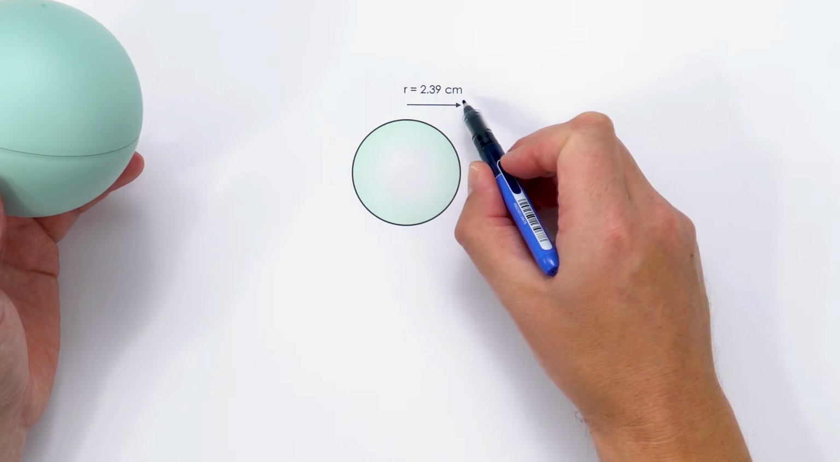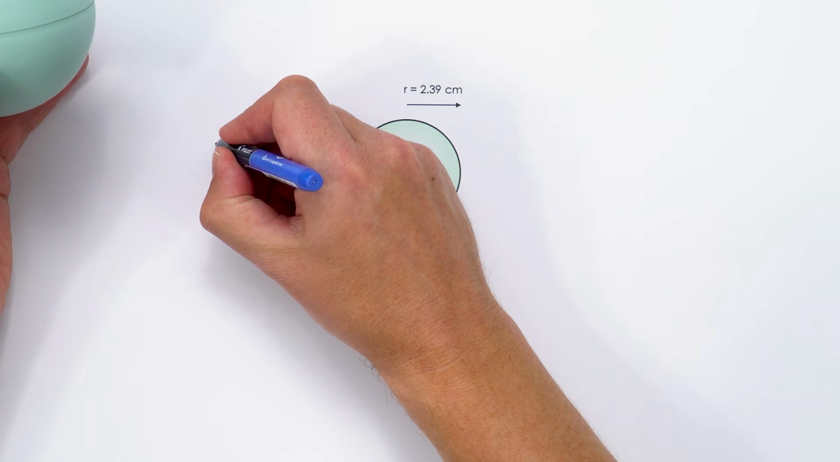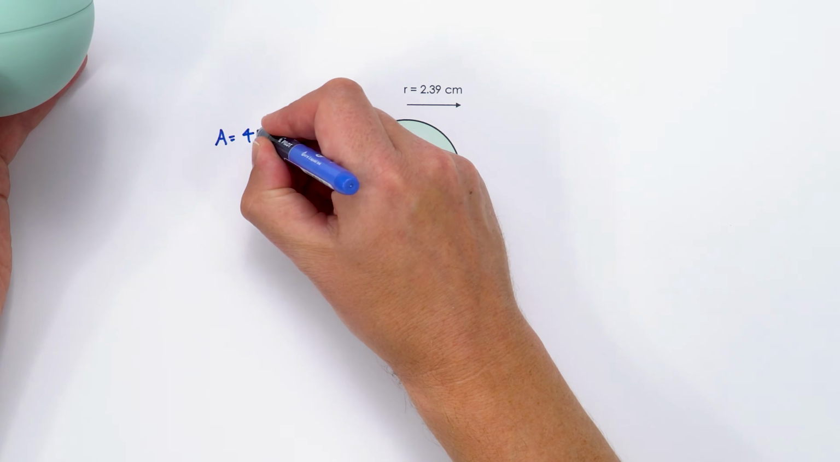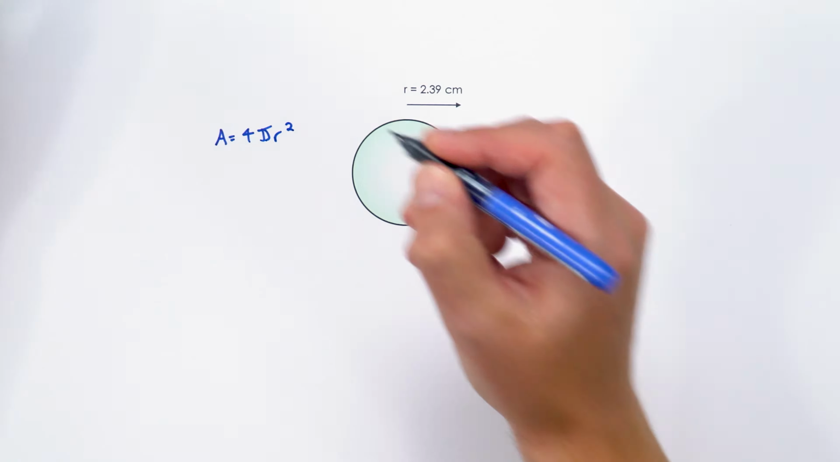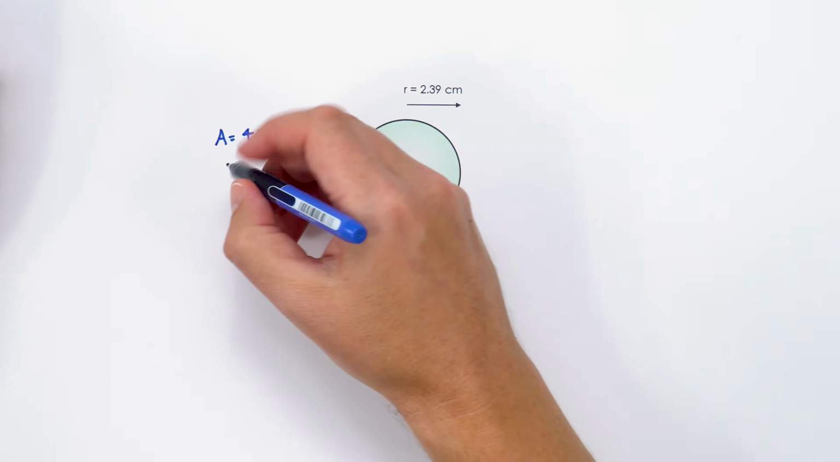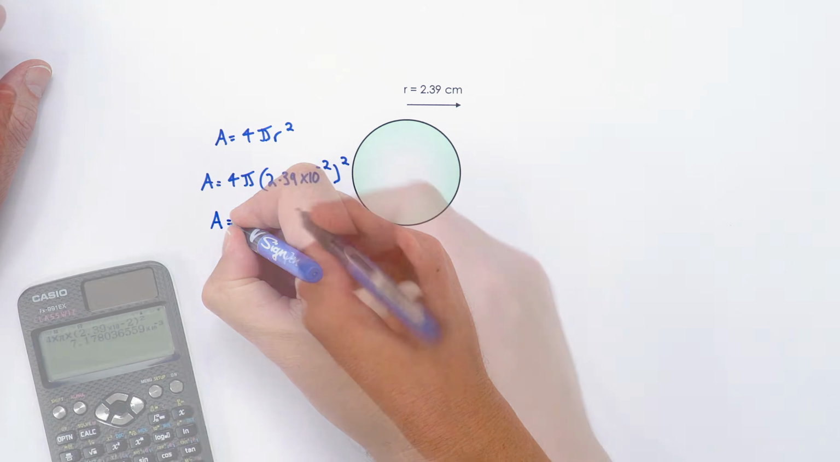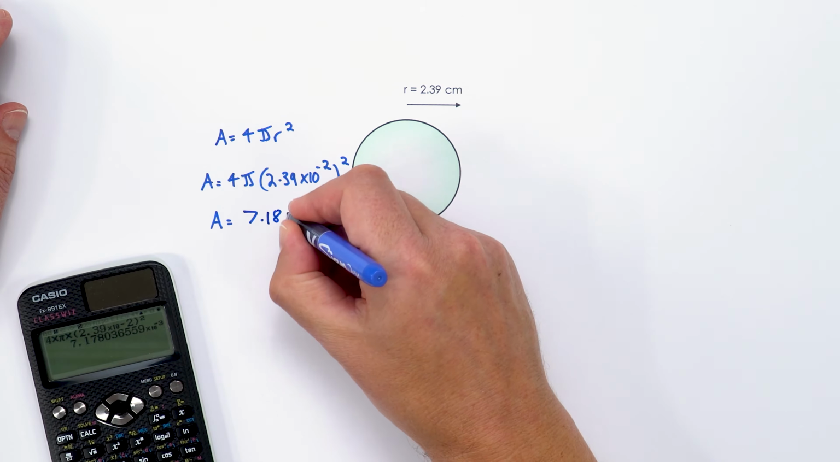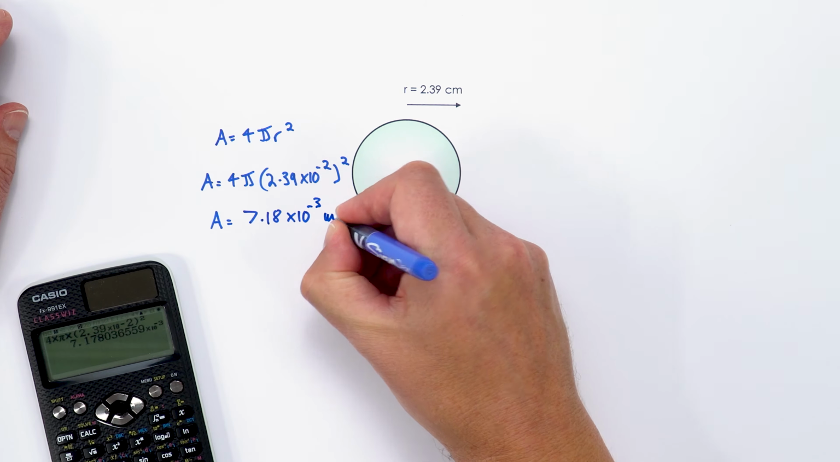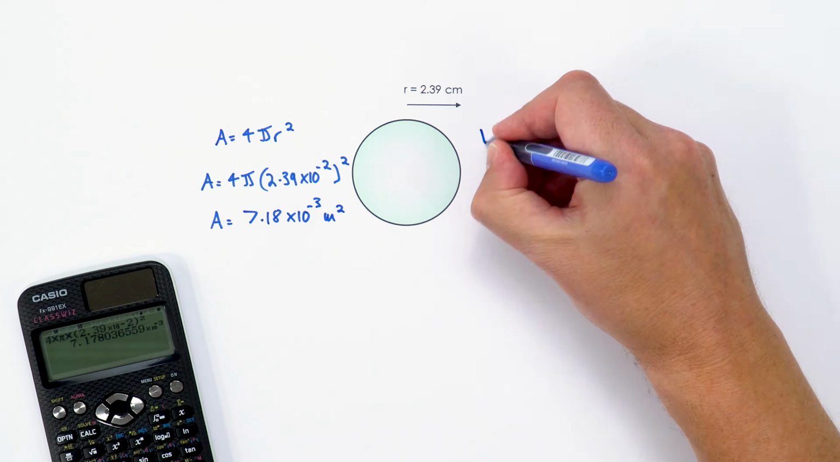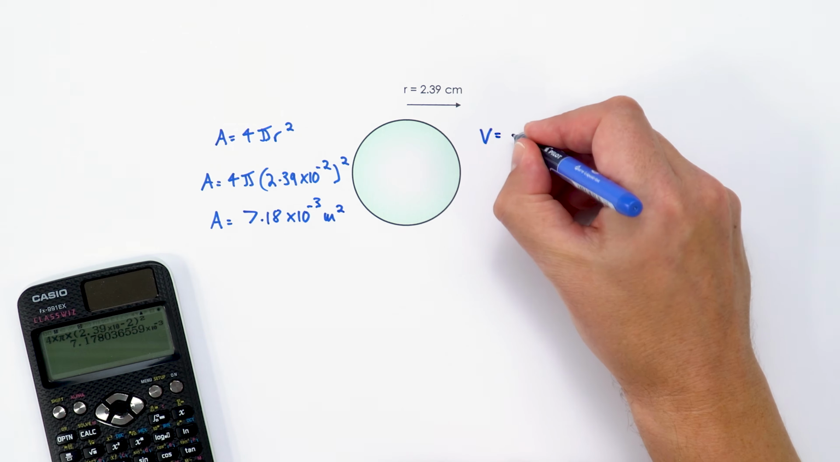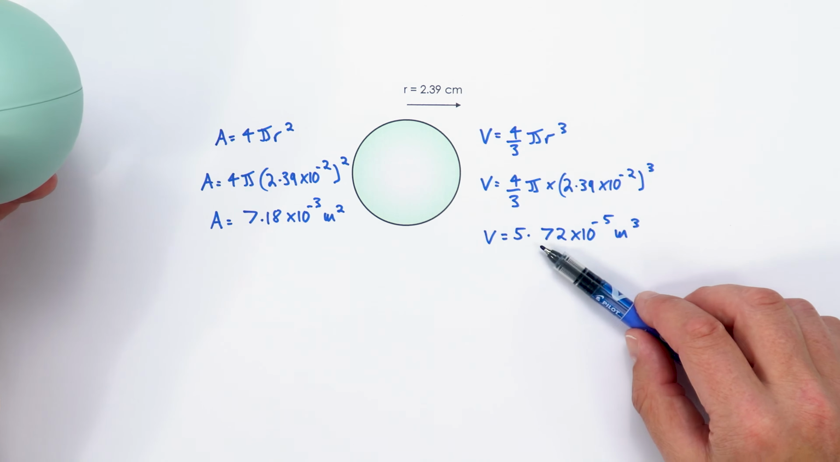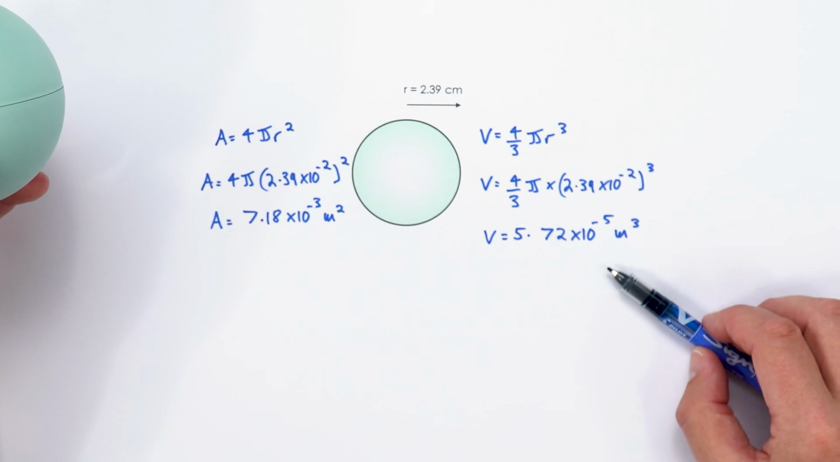So for example, if we had a sphere that had a radius of 2.39 centimetres, if you wanted to work out the area, that's just going to be equal to 4 pi r squared, which means we can just write the numbers in and then do the calculation, giving an area equal to 7.18 times 10 to the minus 3 square metres. Okay, very straightforward. And of course, if you want to work out the volume, that's just equal to 4/3 pi r cubed. And that means the volume is 5.72 times 10 to the minus 5 metres cubed.